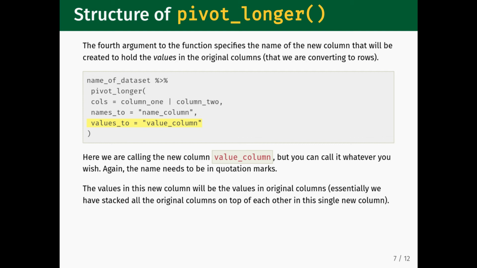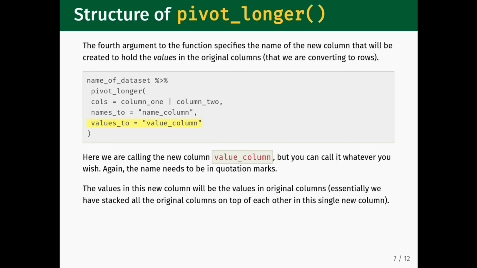Likewise, we also need to specify the name of the new column which will hold all the data from the stacked original columns. This name we supply to the values_to parameter. Again, this needs to be inside quotation marks because the new name is currently just a piece of data, not an existing column.